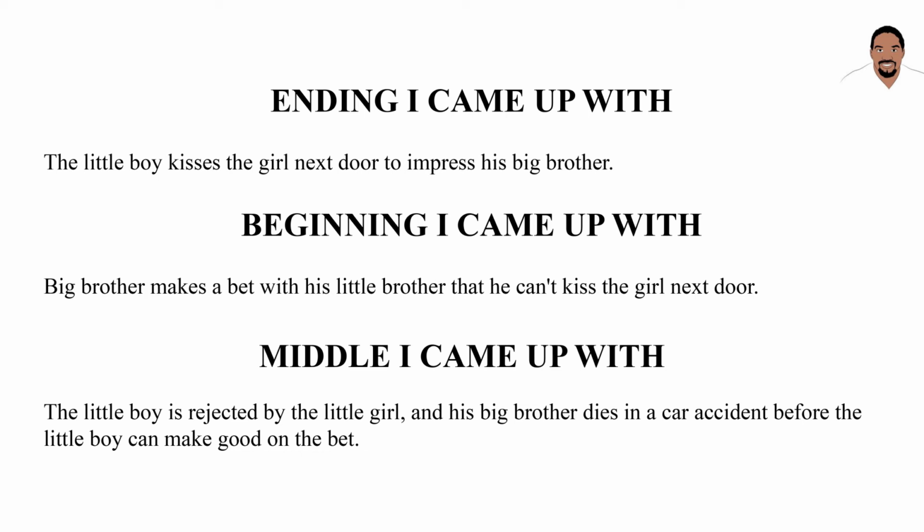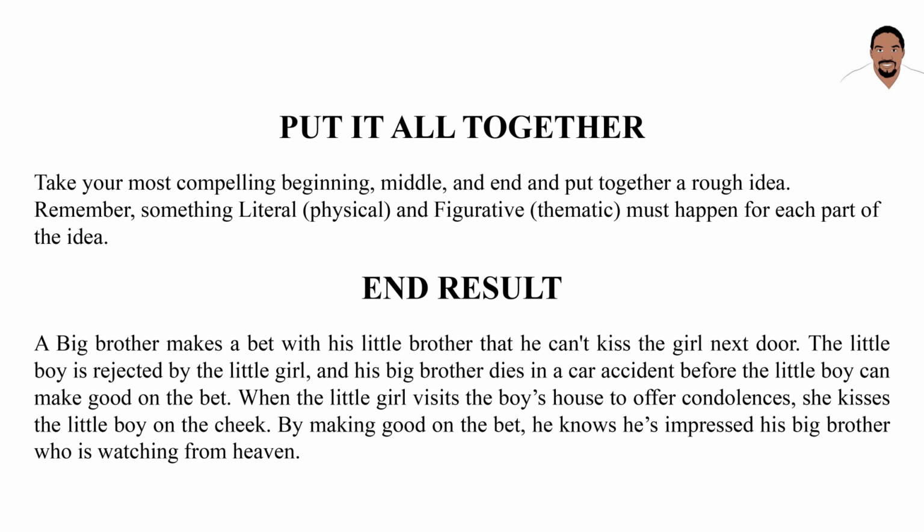Now, you can tweak the sentences together to make it a little more coherent. So let's try. Again, beginning, big brother makes a bet with him. Middle, little boy is rejected and his big brother dies. And end, the little boy kisses the girl next door. Okay, so very good opportunity to make a cute and compelling short film that could be film festival worthy. What we're trying to do is make a compelling film, and hopefully it will be seen by people at film festivals.